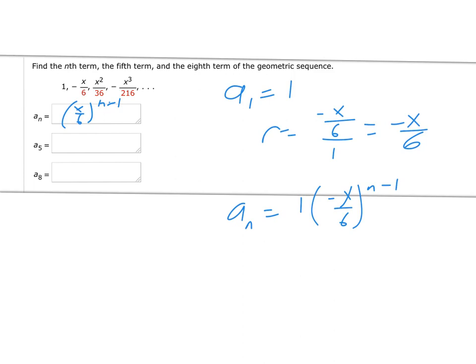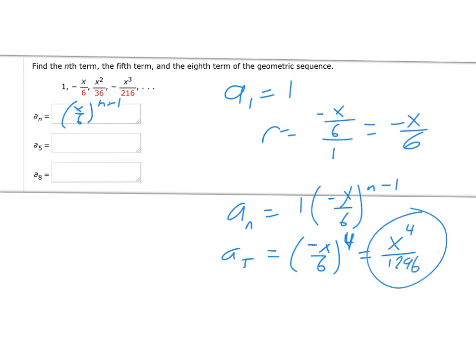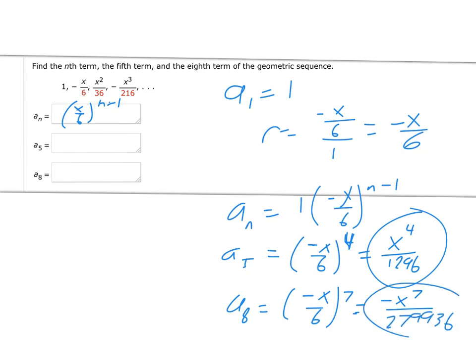All right, so then next up, if it wants a sub 5, I'm just going to plug in a 5 here. So negative x over 6 to the power of, actually this is going to be 4, since we do the 5 minus 1. And I know that if I have a negative x to the power of 4, it's going to make a positive x to the 4th. And then on bottom here, I just have 6 to the power of 4. It's going to be 1296. And then for a sub 8, same idea, just negative x over 6 to the power of 7 now, since it's 8 minus 1. Now this one is going to keep the x negative, but raise it to the 7th power. And then I just need 6 to the 7th power on the calculator, 279936.